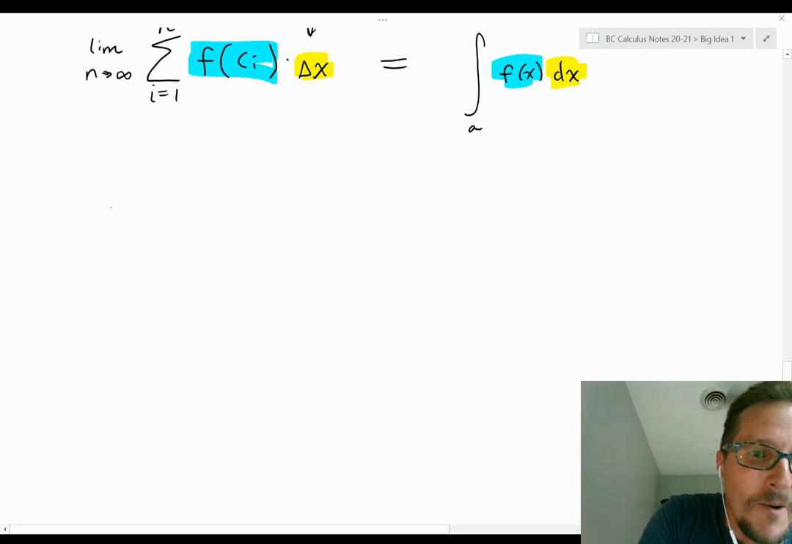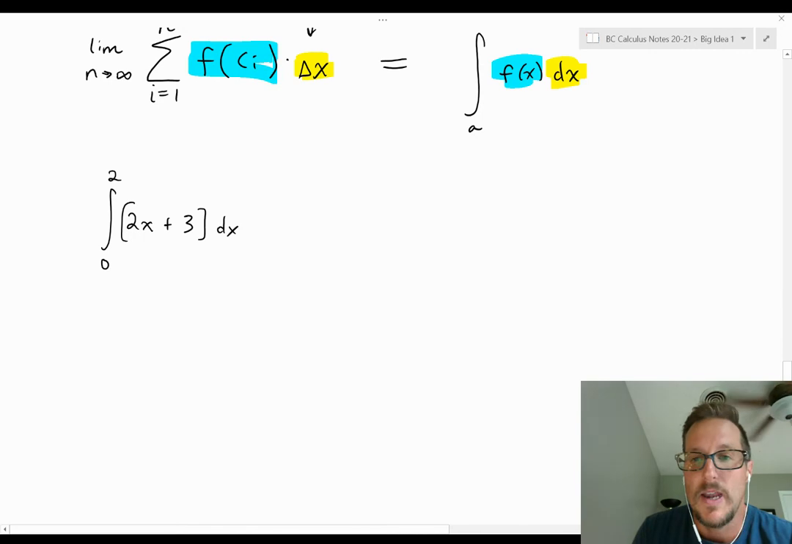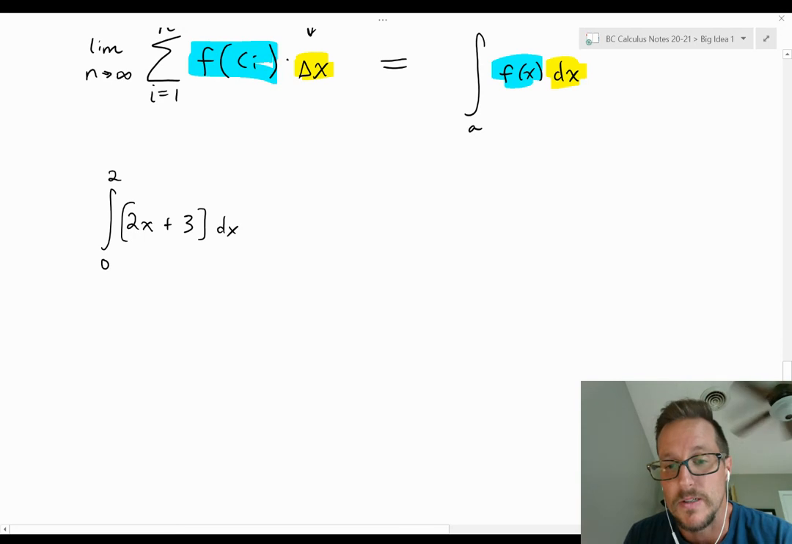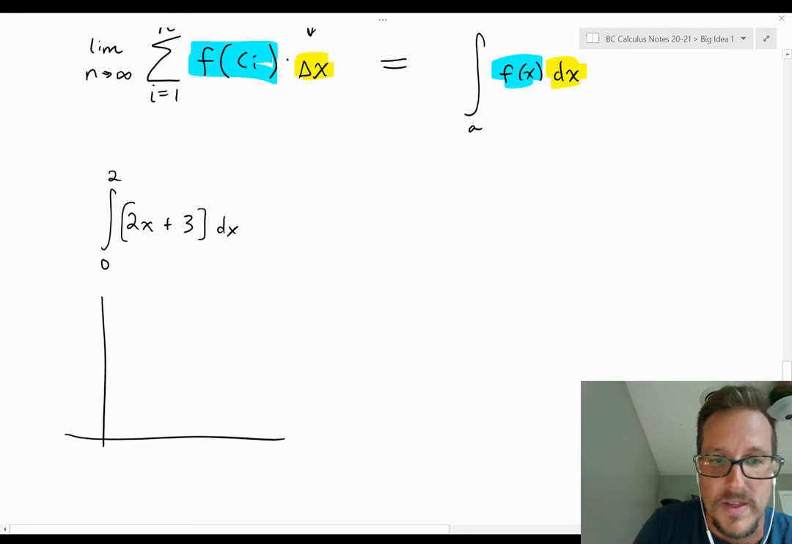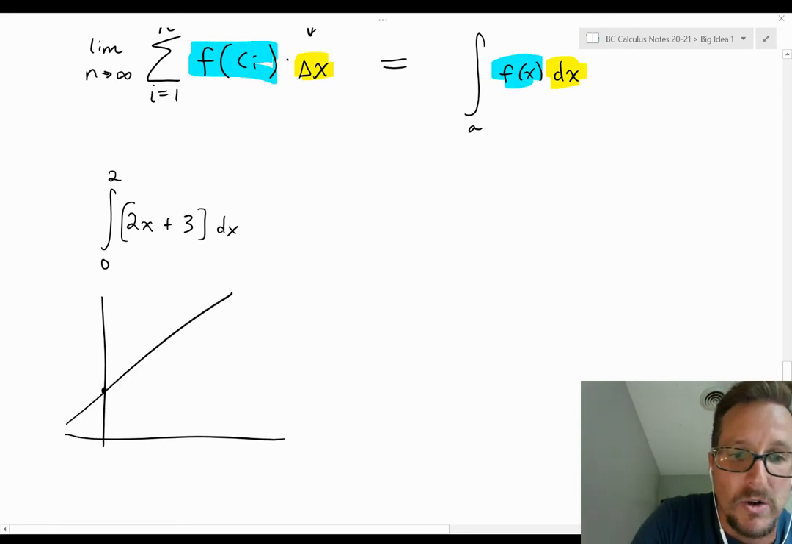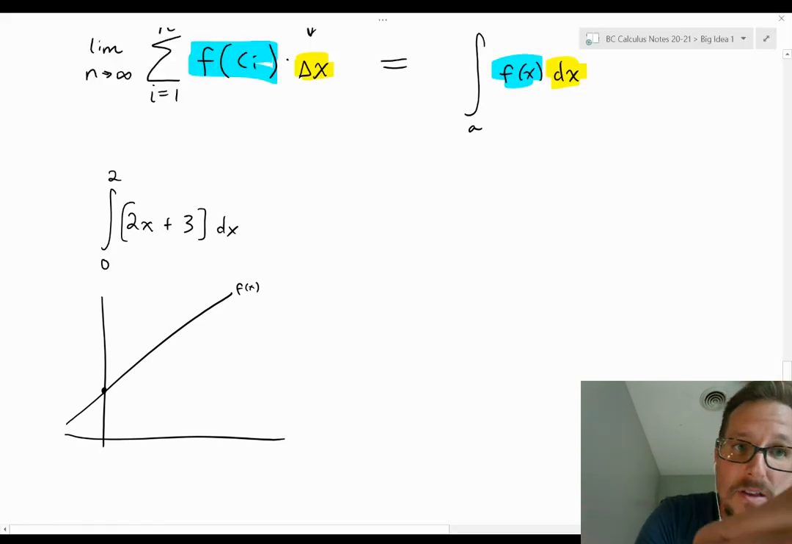Okay, so I want to find the value. Do an easy one, from 0 to 2 of 2x plus 3, the function, with respect to x. Now, as far as a picture is concerned, usually I like to draw pictures. So the picture of that would be a linear function, y-intercept of 3, slope of 2. There's the function f of x. And we're trying to find the signed area under the curve from 0 to 2.